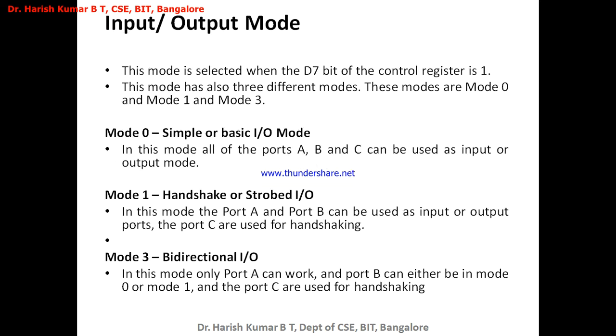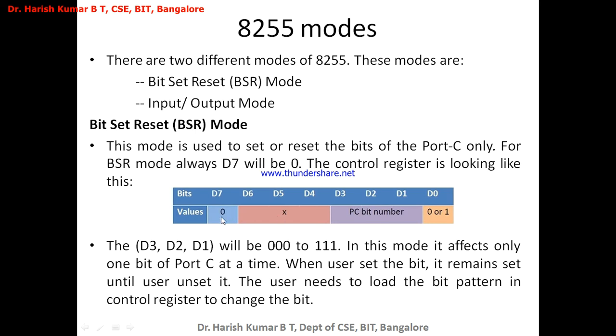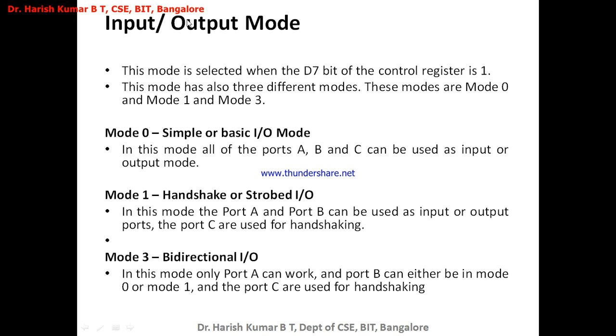Now input output mode. This mode is selected when the D7 bit of the control register is 1. If you make this D7 bit as 1, then you have the 8255 operating in input output mode. And again, this mode has 3 different modes: mode 0, mode 1 and mode 2.